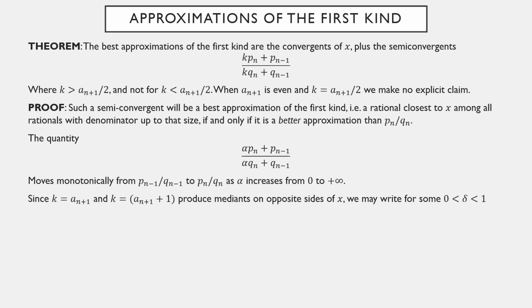This is something we've already shown. If you pick k to be equal to the next partial quotient, you get the next convergent. That's on the same side as P_{n-1} over Q_{n-1}, but if you made it a bit too large, you would cross over the value of x.